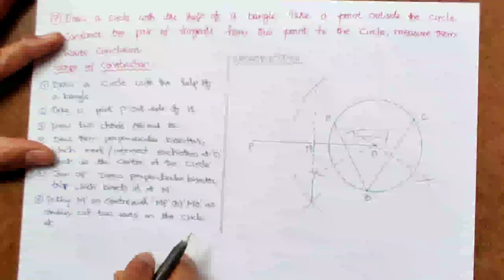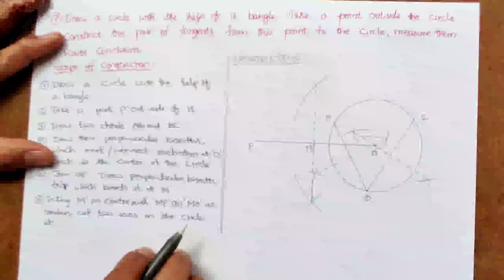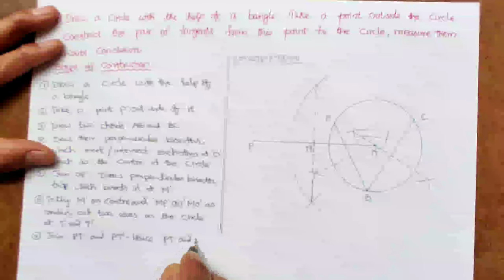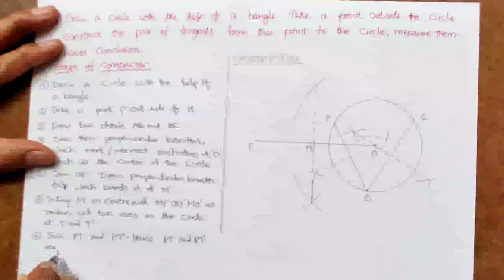Let us take 2 points now. Let us consider them as T and T dash. Afterwards we can join PT and PT dash. Hence PT and PT dash are the required tangents.